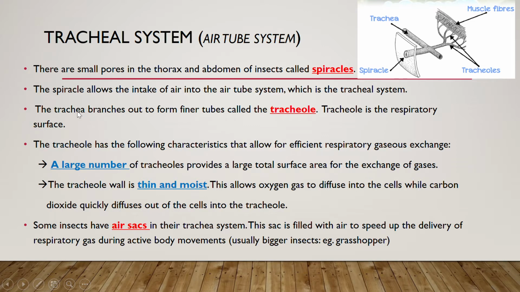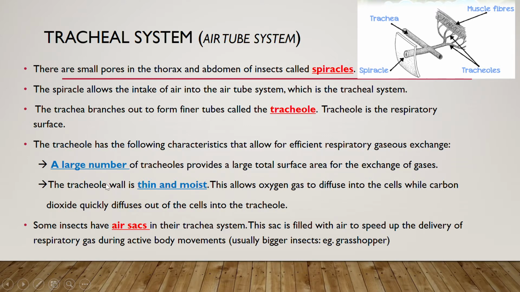So the trachea branches out to form finer tubes. So like what you can see here, these finer tubes are called tracheoles, and it is the respiratory surface, like our alveolus. So tracheoles have the following characteristics that allow for efficient respiratory gaseous exchange. So you see here a large amount of tracheoles, like our alveolus, yeah, they provide a large total surface area for the exchange of gases.